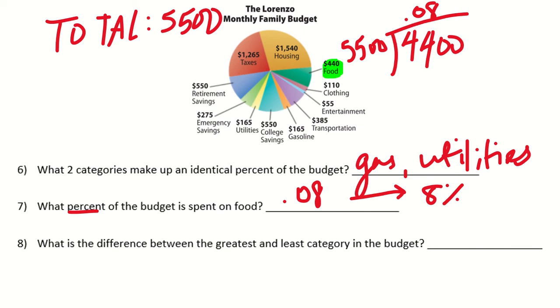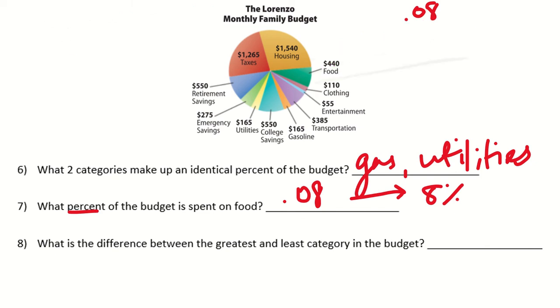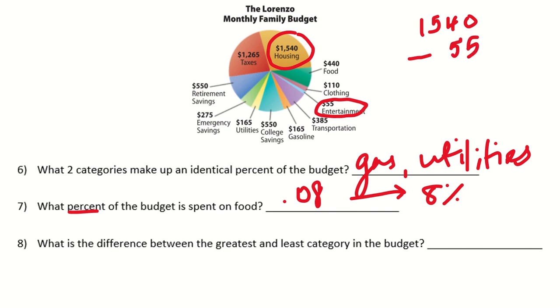Finally, what is the difference between the greatest and the least category in the budget? Difference means subtract. Greatest is, let's see, what's the biggest? Housing, versus the smallest, entertainment. So housing minus entertainment. 1540 minus 55. The answer is $1,485. It's a big difference.